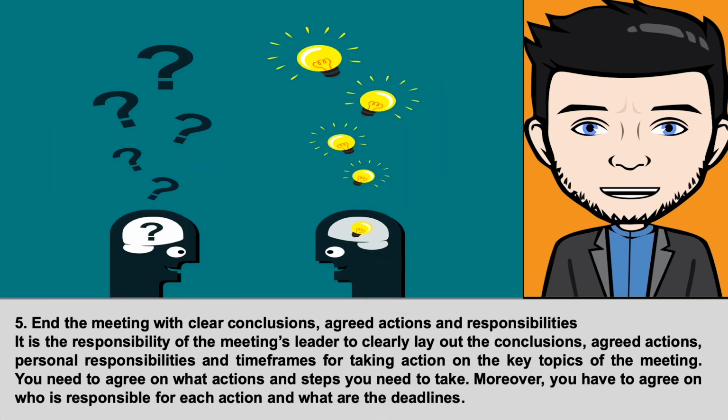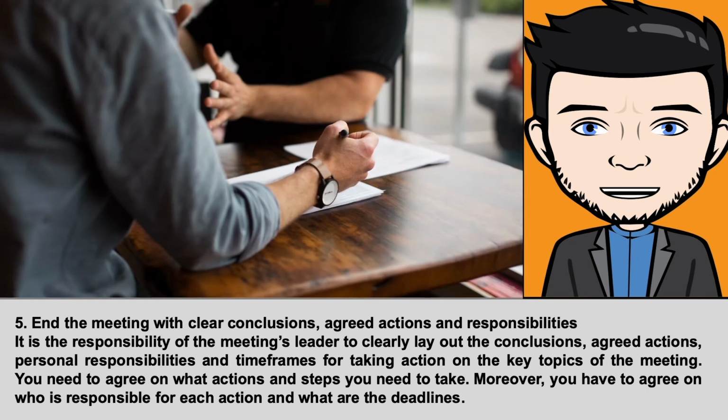Number 5. End the meeting with clear conclusions, agreed actions and responsibilities. It is the responsibility of the meeting's leader to clearly lay out the conclusions, agreed actions, personal responsibilities and timeframes for taking action on the key topics of the meeting. You need to agree on what actions and steps you need to take. Moreover, you have to agree on who is responsible for each action and what the deadlines are.